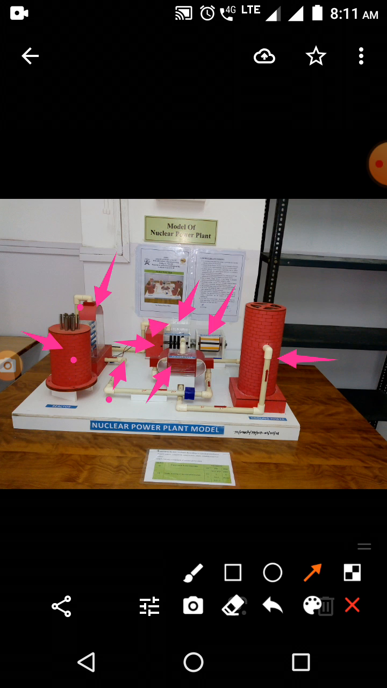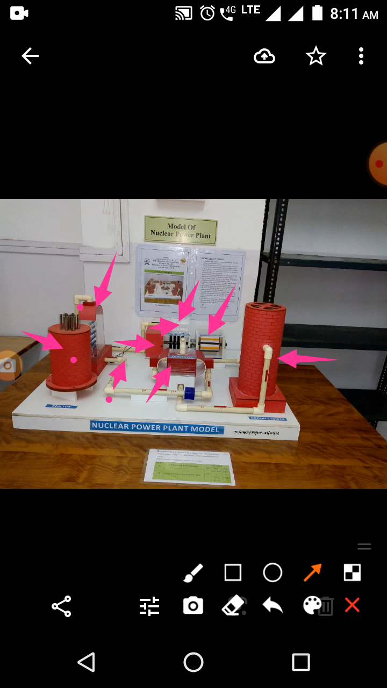When the steam goes to the turbine, it rotates the turbine. As the turbine rotates, its kinetic energy is converted to mechanical energy, the rotation of the shaft, and this shaft is attached to the generator, so this mechanical energy is converted to electrical energy.